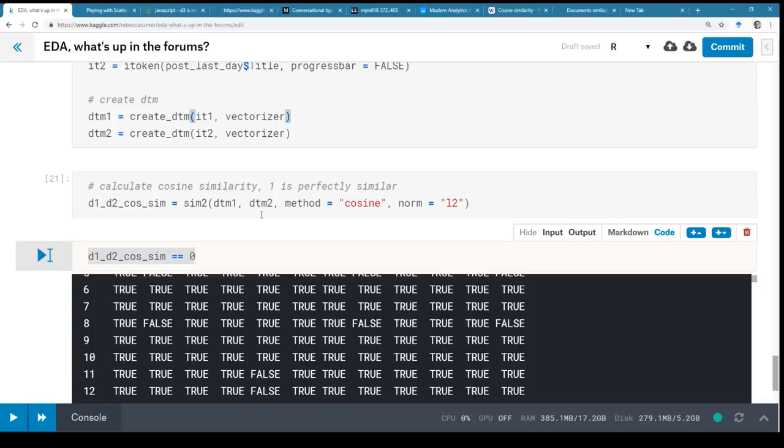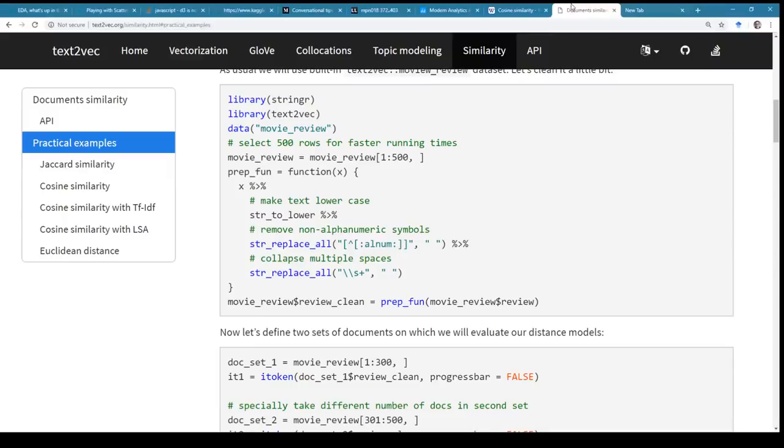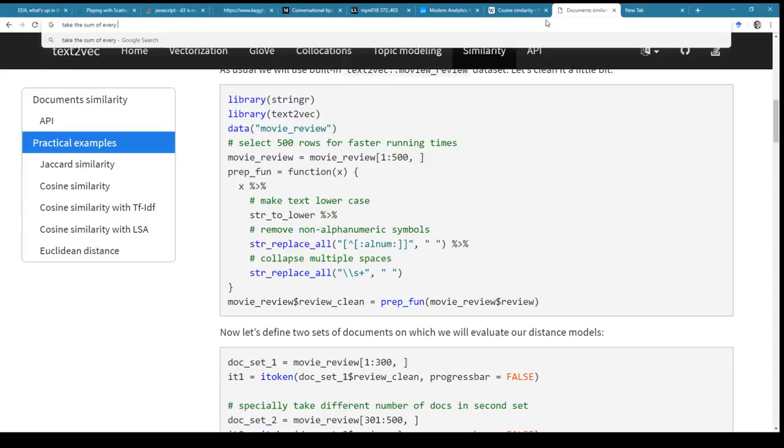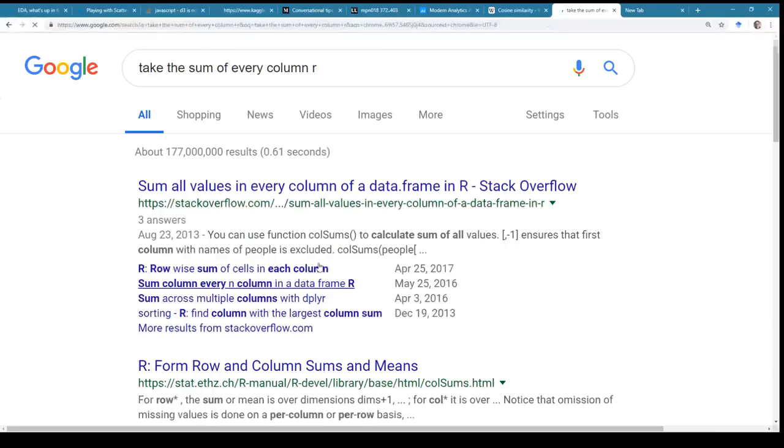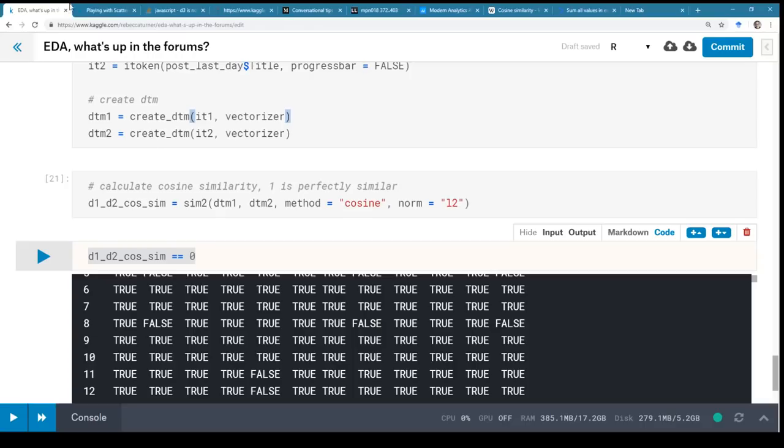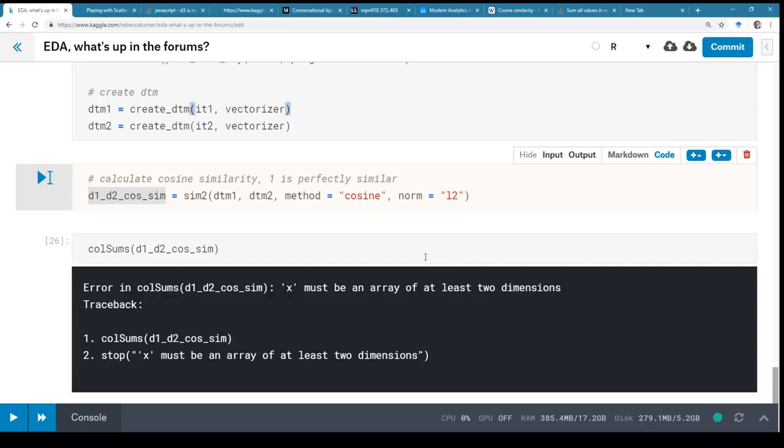How do you take the sum of every column? Take the sum of, nope, of every column in R. Call sums, there we go. So let's take sums of this. This should be 16. Oh, are you not a matrix? I thought you were a matrix.